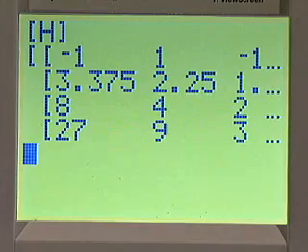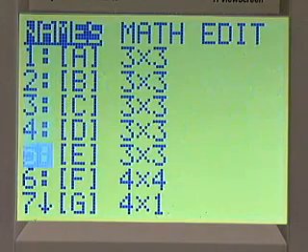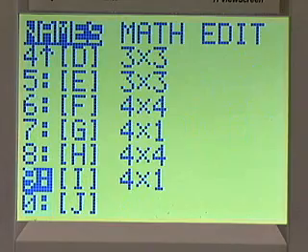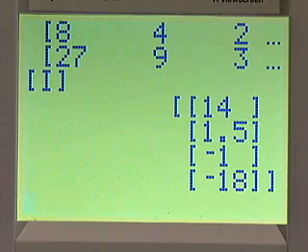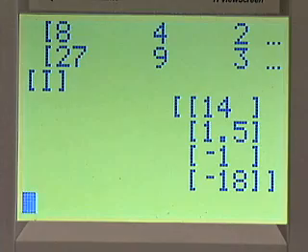Now let's see what my matrix I is. Not to be confused, of course, with the identity matrix. Let's see what it looks like. There it is, 14, 1.5, -1, and 18. Those are the constants. Now let's calculate the solution using those matrices, H and I.